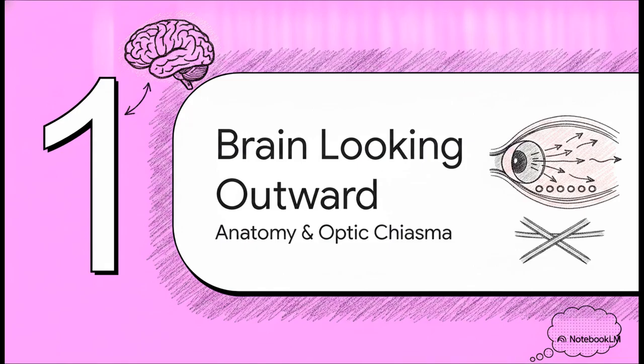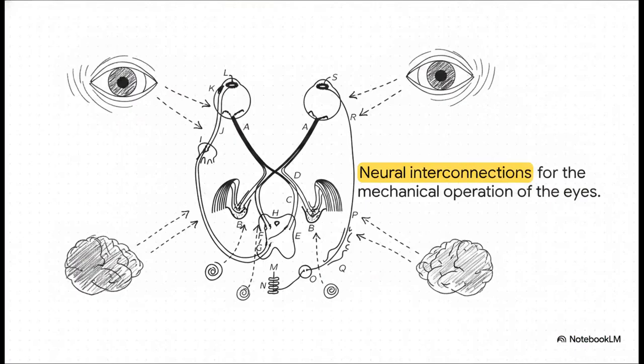All right, part 1, the brain looking outward, specifically looking at our anatomical wiring and the optic chiasma. So let's start with a totally surprising physiological truth. Your retina is quite literally a piece of your brain.